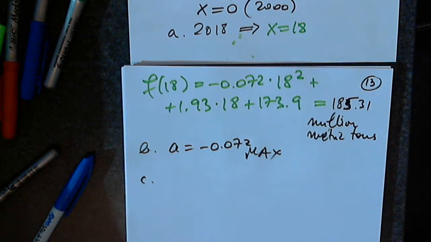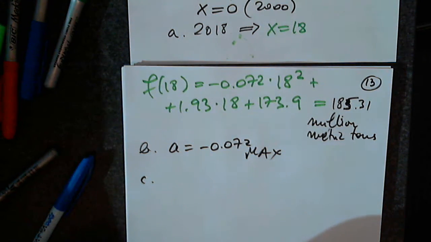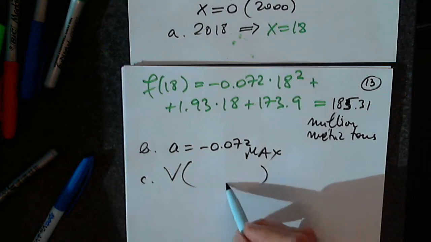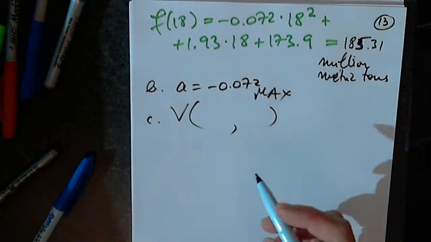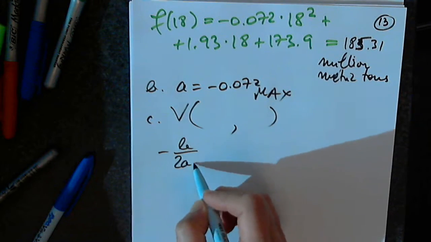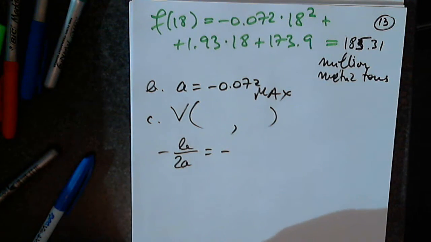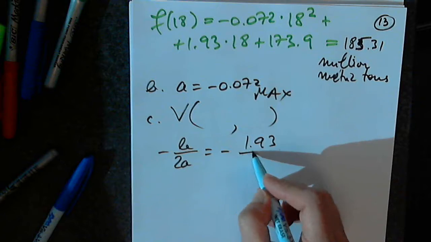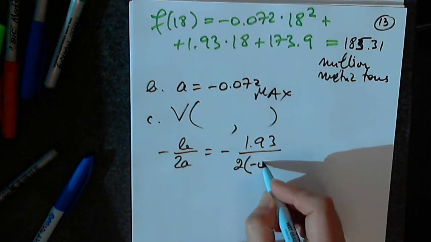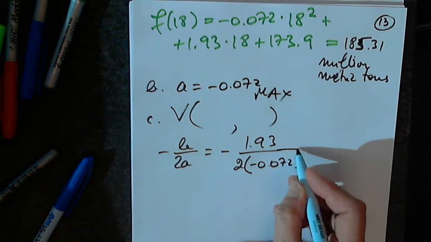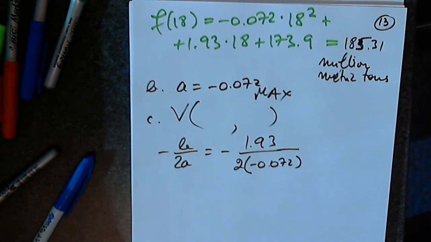What do I have to find? The vertex. Very good, excellent. How do I find the x-coordinate of the vertex? Negative b over 2a. Negative 1.93 over 2 times negative 0.072. Good. So please give me the year in which they will be maximum.